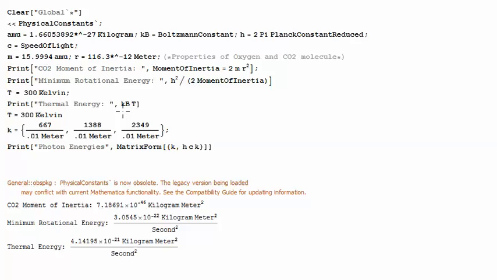You might notice a couple other things I have defined here. The thermal energy is Boltzmann's constant times the temperature. I defined the temperature here to be 300 Kelvin, which is close to room temperature, and figured out that the thermal energy is 4.14 times 10 to the negative 21st kilogram meters squared per second squared.